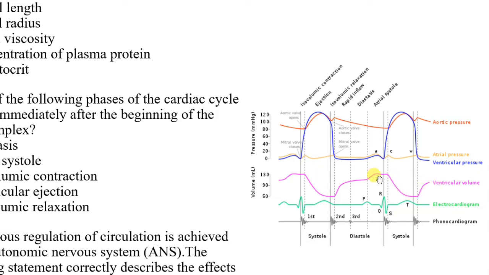In isovolumetric contraction, there is no change in the ventricular volume. This pink graph shows the ventricular volume, which is constant, but the pressure in the ventricle is being increased, while the blue line shows the ventricular pressure. In this section, you can see that the volume of the ventricle remains constant, but the pressure is being increased. This is due to the contraction of the ventricles. Then there is an ejection of the blood, which is due to the systole.